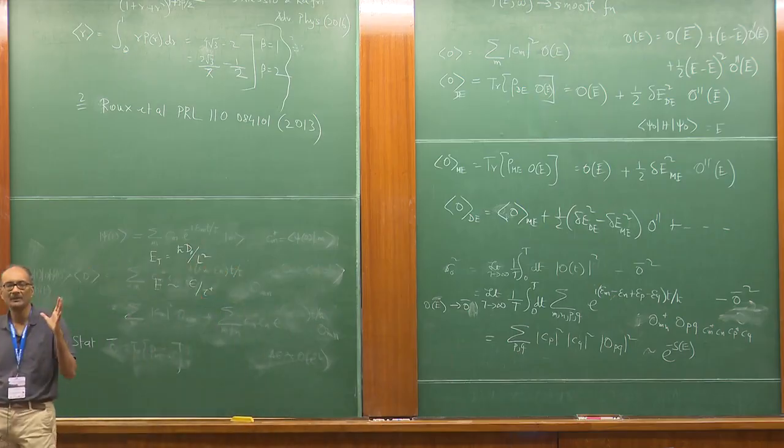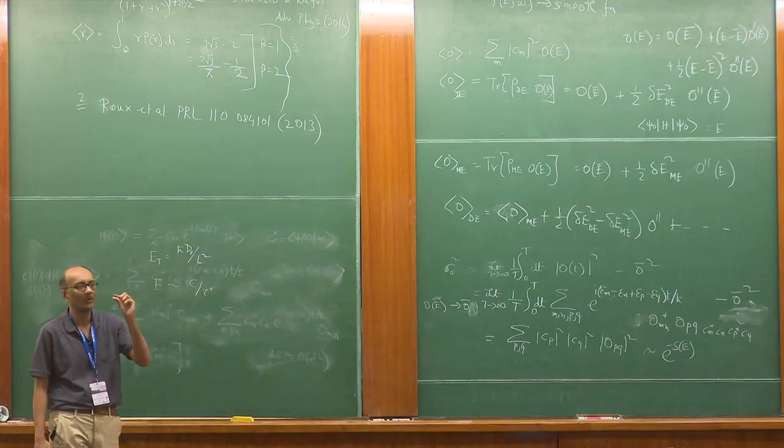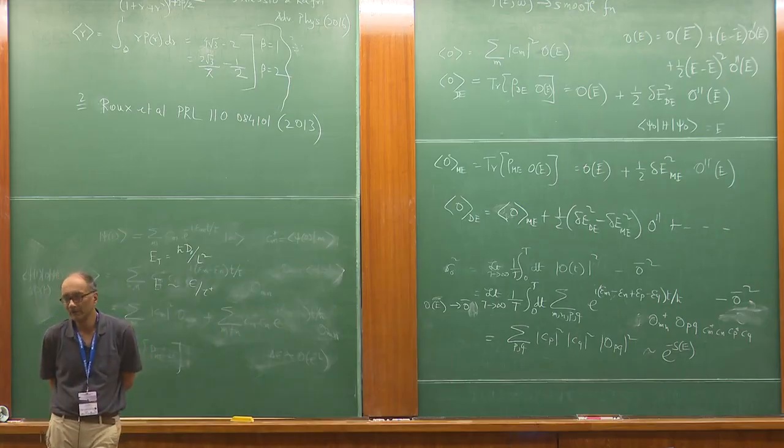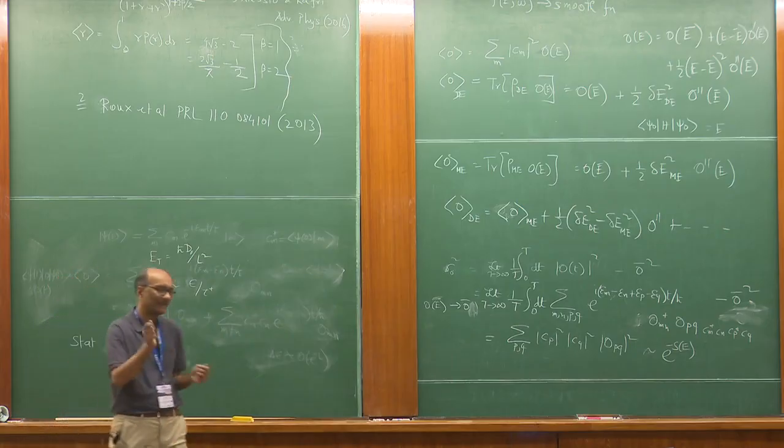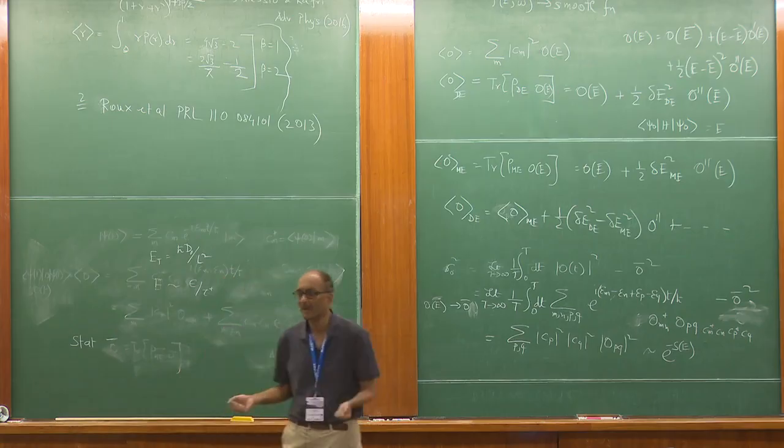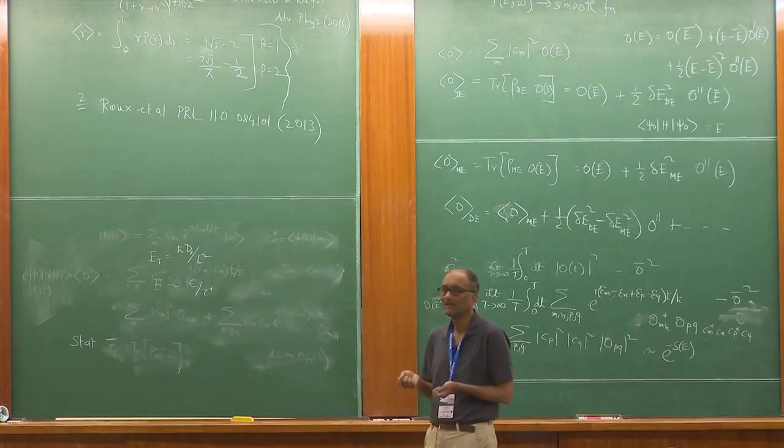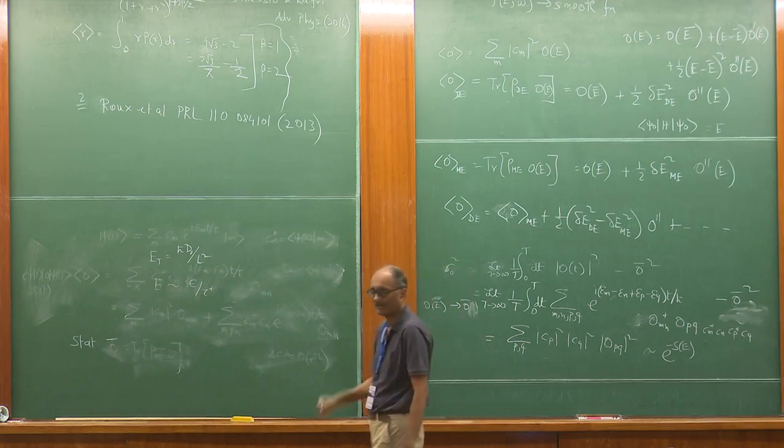The point is that if you are in the middle of the spectrum, you take a small enough energy window over which these matrix elements do not vary much. You can replace them by an energy independent answer, and then it's like random matrix theory.